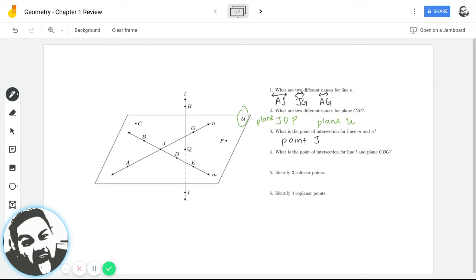Notice I write the word point. I don't use any abbreviations. That's how you write a point. Okay, you write the word point followed by the letter.